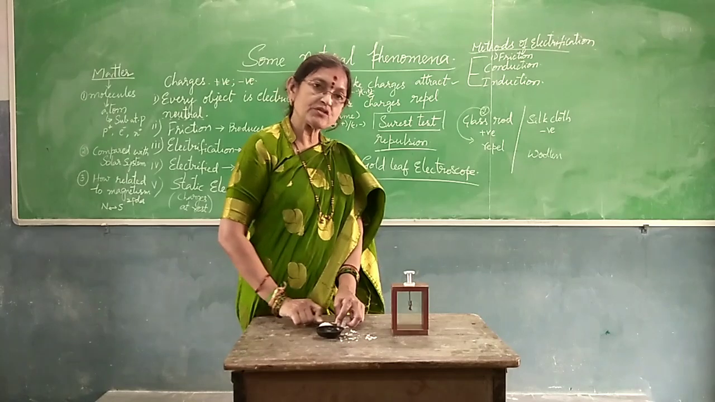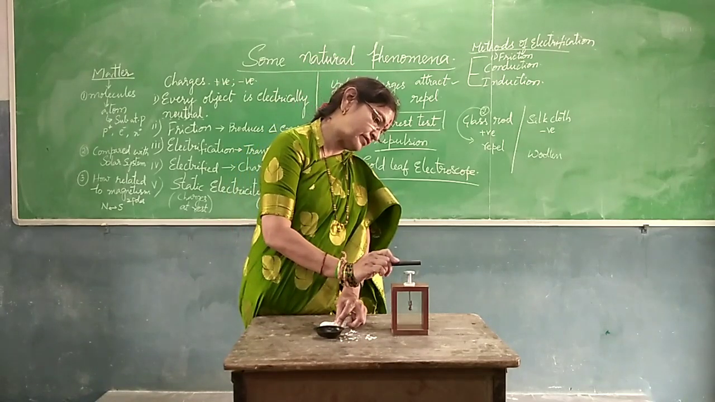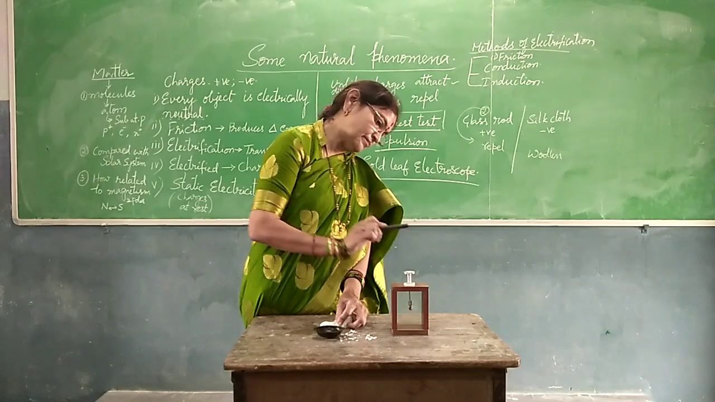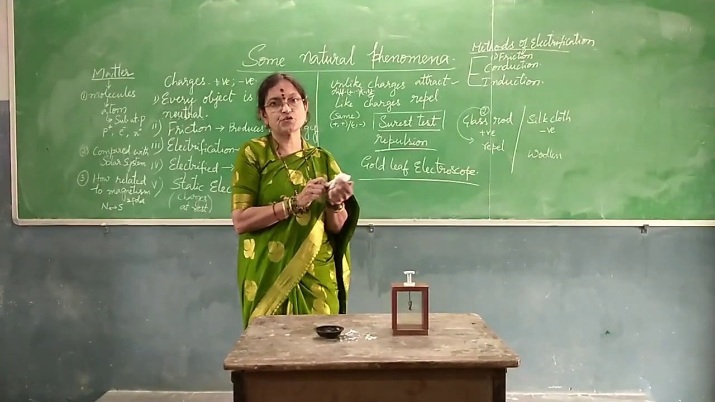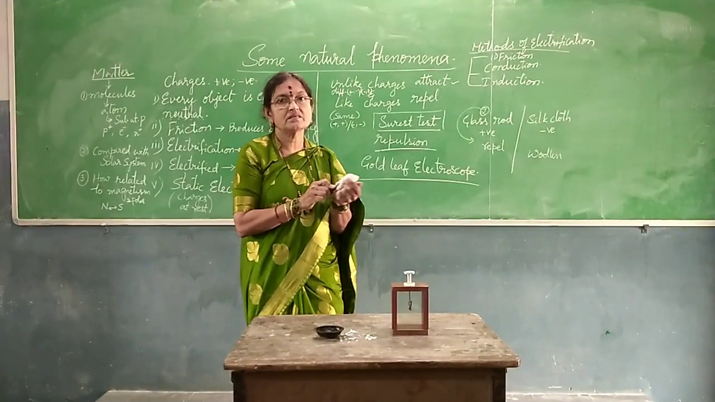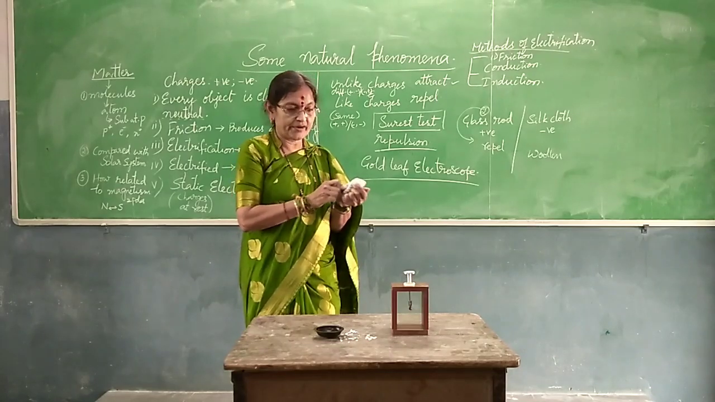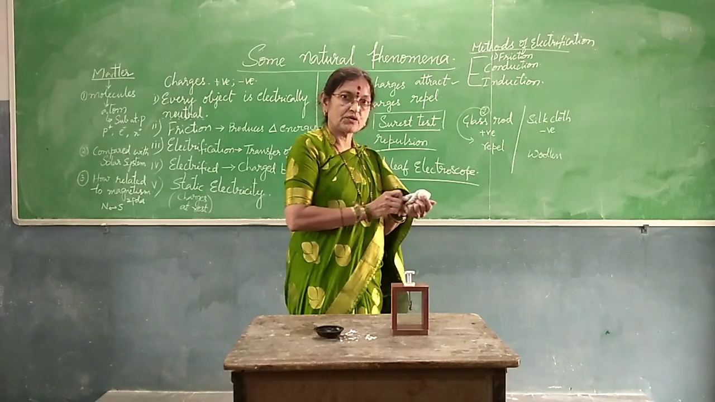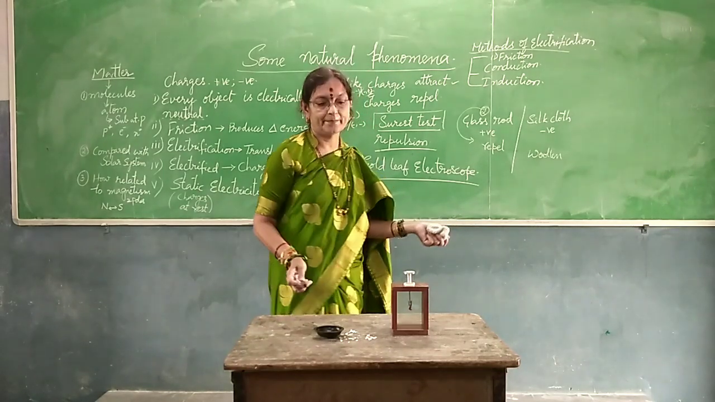Now I won't touch the knob, I will only place it here. See carefully, they repel. The leaves will repel because both are gaining the same charge. This repulsion is the surest test to prove, as well as to detect, whether this body or object has charges or not. You will be using this gold leaf electroscope. This process is known as the induction method.